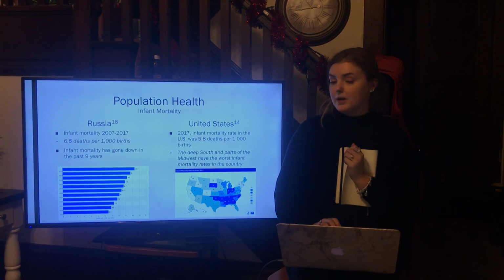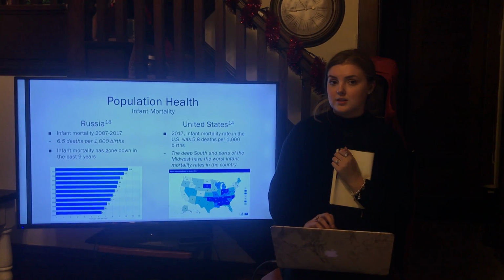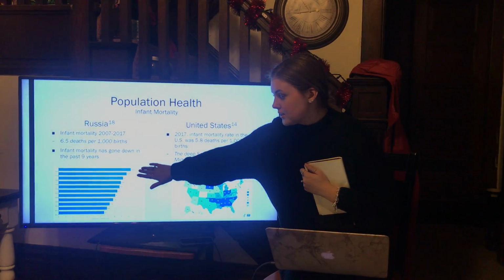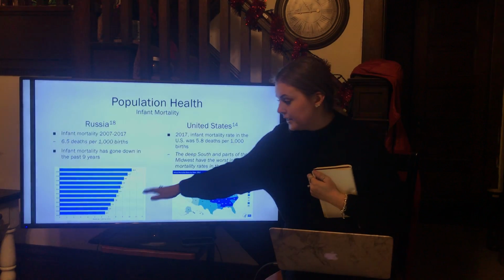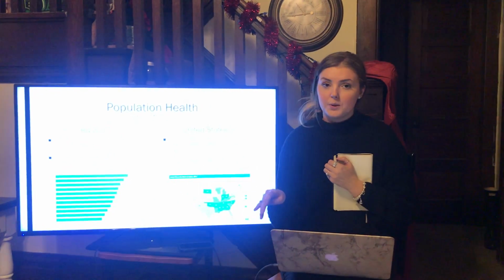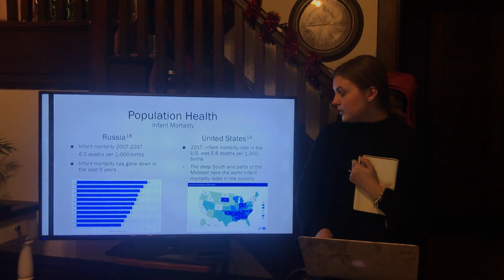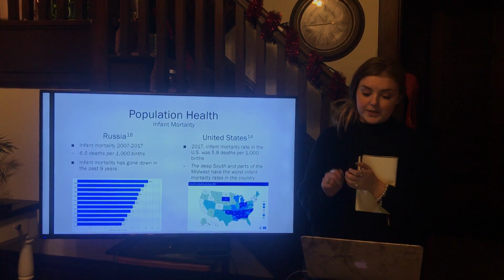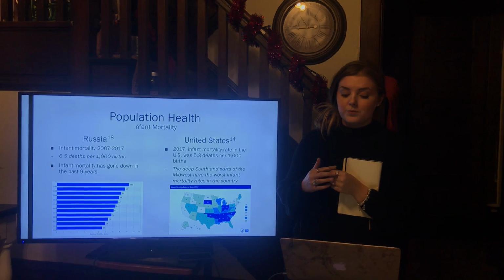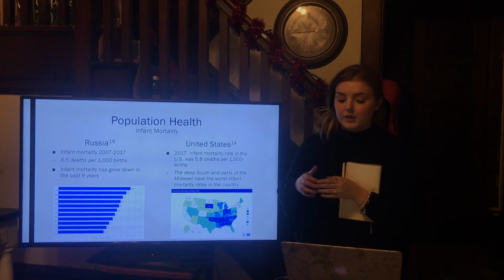So population health, I did mine on infant mortality. In Russia, from 2007 to 2017, the infant mortality rate has steadily gone down. You can see in 2007 it was at 10.3, and now in 2017 it was at 6.5 deaths per 1,000 births. So yeah, you can see how it's gone down. And then in 2017, in the United States, it was 5.8 deaths per 1,000 births, which is pretty high for a first world country, compared to other ones.